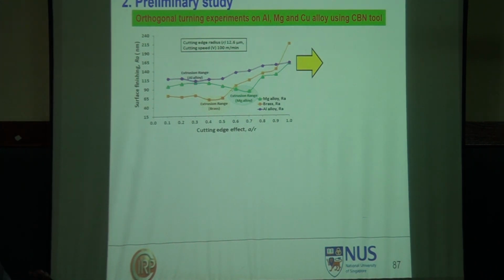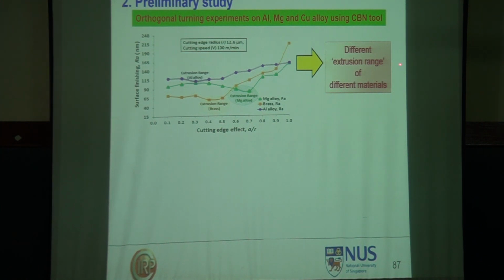For extrusion, extrusion means best surface finish. For aluminium it is about 0.3. So as the hardness increases, this critical A by R becomes smaller and smaller, correct? As the hardness increases, A by R becomes smaller and smaller. So definitely material property has an effect, that was established. Clear? So from there he started his journey.